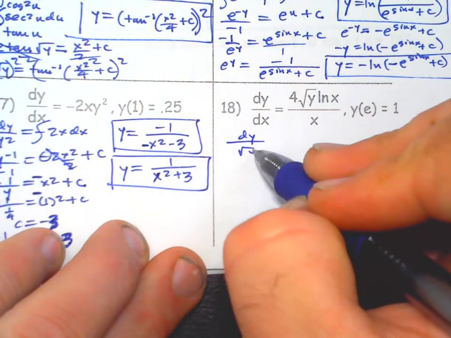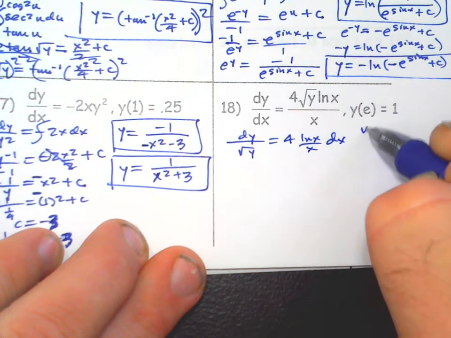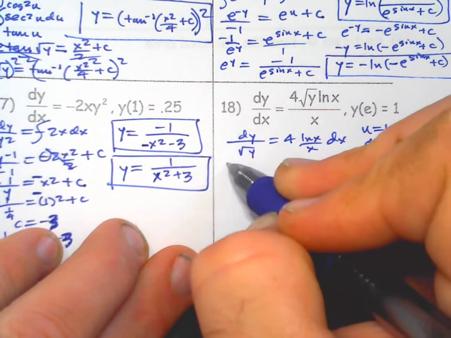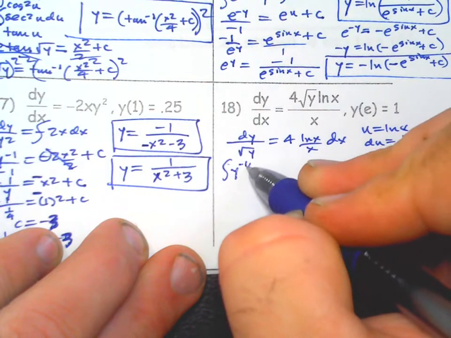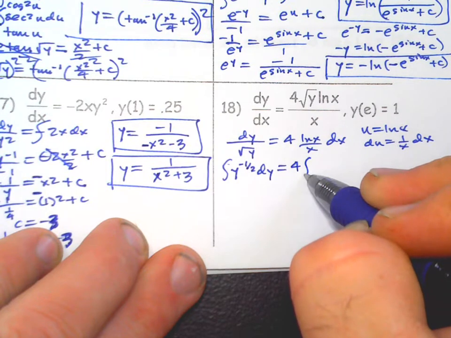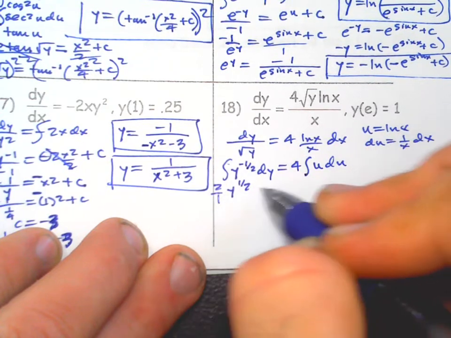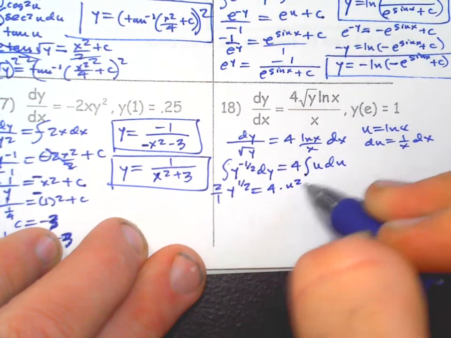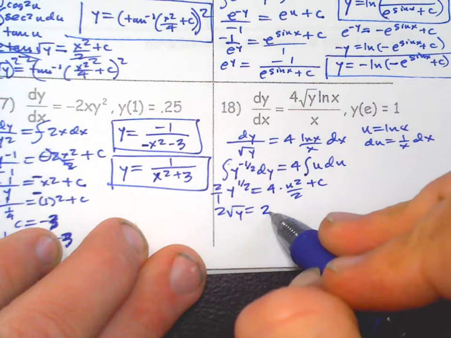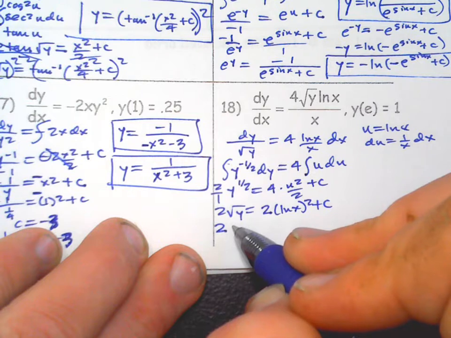dy over square root of y equals 4 natural log of x over x dx. So then I'm going to do u equals natural log of x, du equals 1 over x dx. So this is going to be y to the negative 1/2 dy. This is going to be 4u du. It's going to be y to the positive 1/2 divided by the new exponent. So 2 square root y equals 2u, natural log of x squared plus c. We're going to plug e in for x and get 1 out for y.